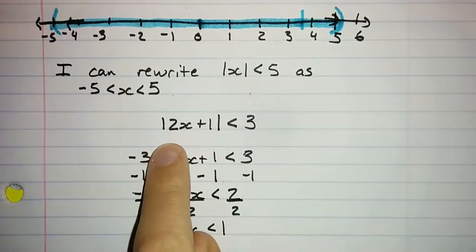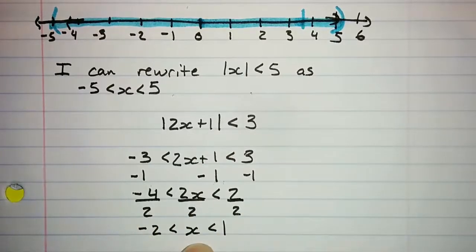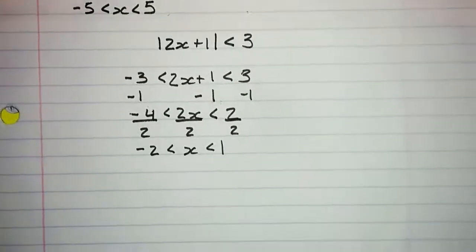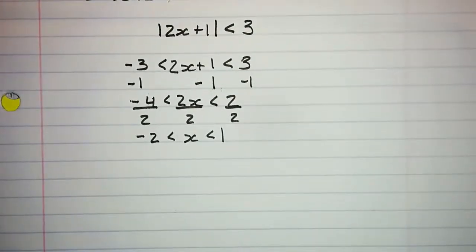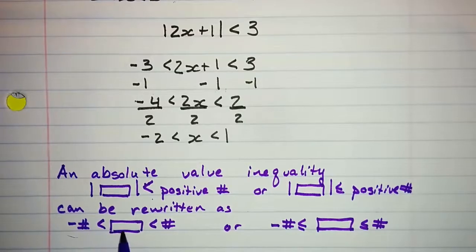We see that the absolute value of 2x plus 1 is less than 3 exactly when negative 2 is less than x is less than 1. And we can also see, in general, how to rewrite an absolute value inequality, at least one involving less than. If we have an absolute value inequality that says the absolute value of some expression is less than some positive number, we can rewrite that as the opposite of our positive number is less than our expression, and our expression is less than the positive number.